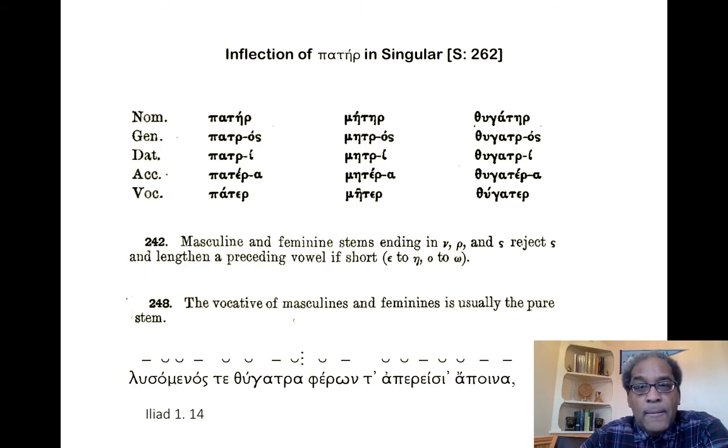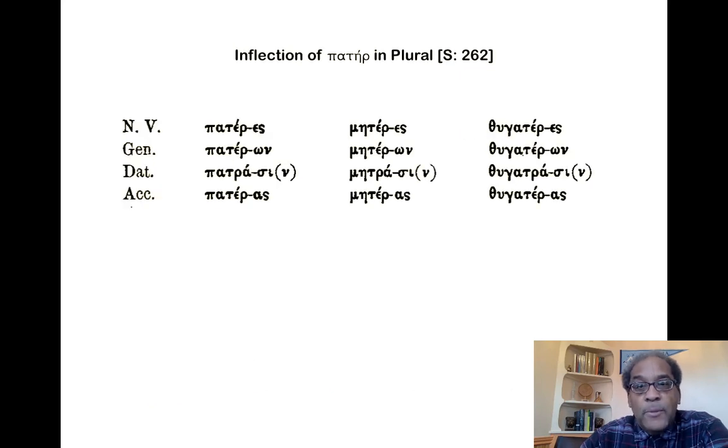So πατήρ, μήτηρ, and θυγάτηρ are all declined in this way. As for the plural, this is very straightforward except for the dative, where you can get the alpha inserted before the sigma. So the dative becomes πατράσι, μητράσι, θυγατράσι. But otherwise, you just have the endings that you would expect of the third declension, ες, ων, ας, attached to the middle form of the stem with epsilon, πατέρες, πατέρων, etc.